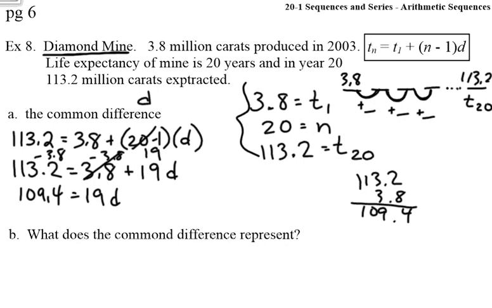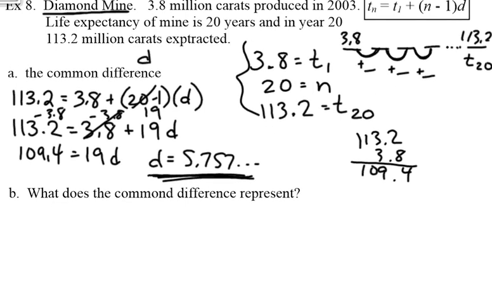Divide both sides by 19. And D works out to be 5.757, and so on. So what does that tell us? 5.75. Well, it's not an exact value. So what are we going to say? About 5.8 million carats. So what does the common difference represent?